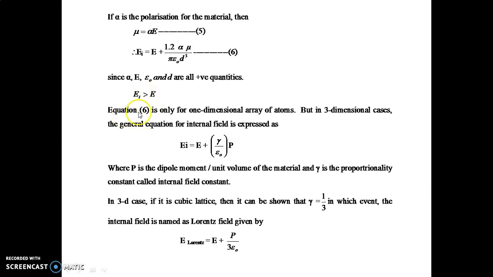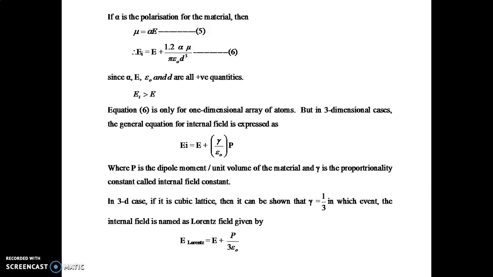Now this equation 6 is only for a one-dimensional array of atoms. We are taking only a one-dimensional array of atoms in the direction, but it is a solid, so we can expect that a three-dimensional array of atoms must be there in the material. Therefore, for a three-dimensional material, the general equation for the internal field must be expressed as EI is equal to E plus gamma by epsilon naught into P. This is the generalized equation for the three-dimensional case. So in this equation, what is P?